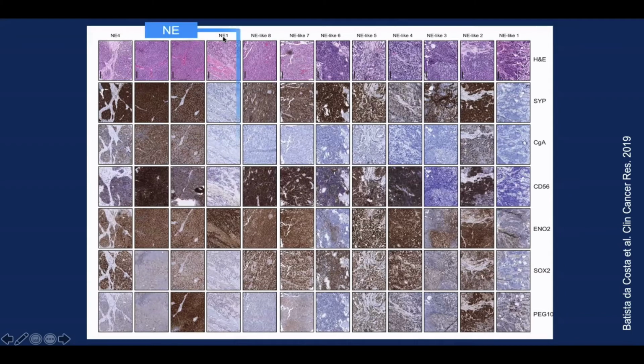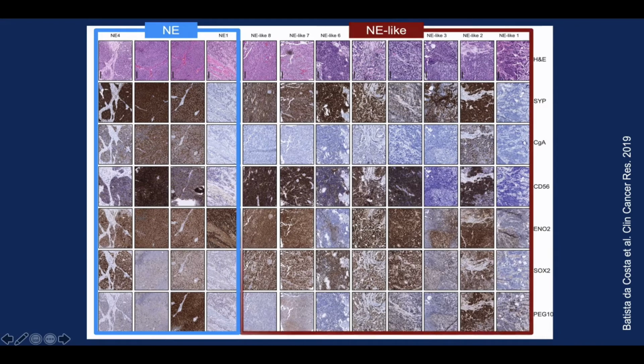And we looked at protein expression. So these are the truly neuroendocrine tumors, and you see strong expression of things like synaptophysin, chromogranin A, CD56, as you would expect. Some heterogeneity. This first patient, for example, doesn't have much except the ENO2. But we had the 8 neuroendocrine-like at the protein level, so not only RNA, but also protein level, have very similar expression of these markers, perhaps with the exception of chromogranin A, which is negative across the board, more or less.